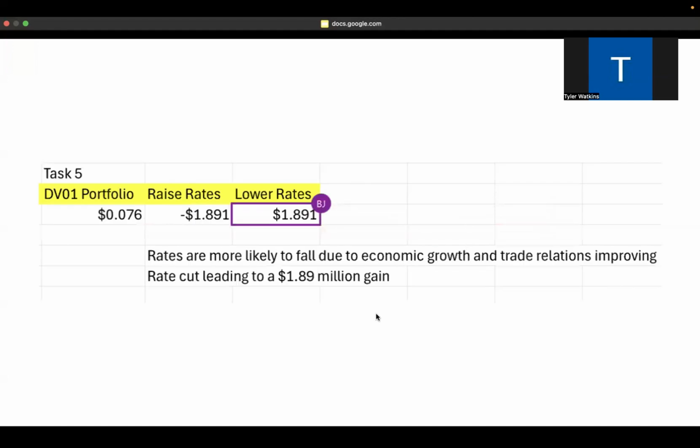Then task 5, we calculated the DV01 of the portfolio, if they raise rates and lower rates. But as a group, we decided that we think rates are more likely to fall due to economic growth and trade relations starting to improve. With a rate cut, we believe this will lead to a $1.89 million gain.